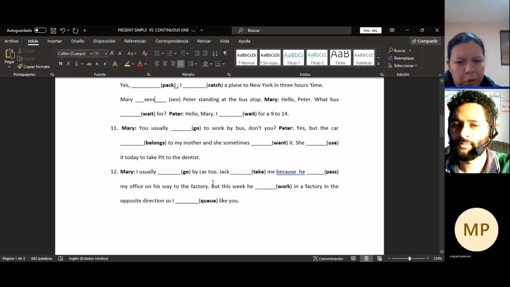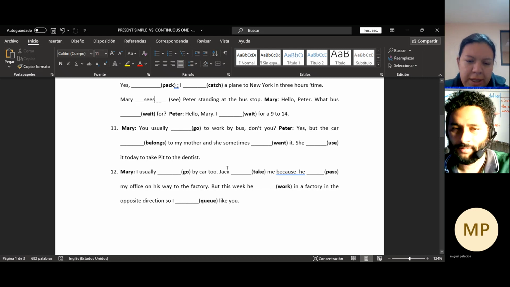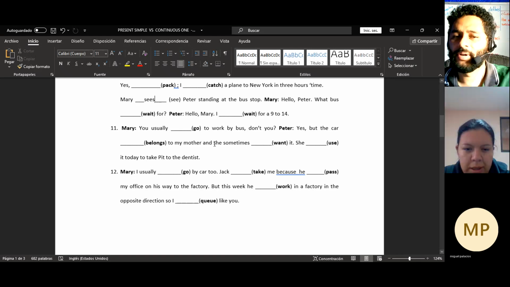You usually go to work by bus, don't you? Yes, but the car belongs to my mother, and she sometimes wants it. She uses it today to take Pete to the dentist. Okay, well, the car belongs to my mother, that's fine, and sometimes she wants it.